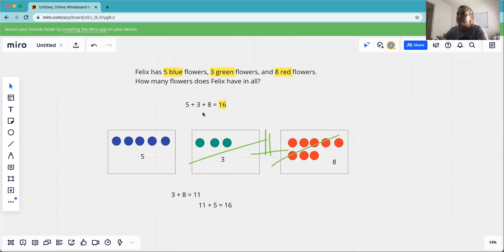Awesome job on using 3 addends to help you with figuring out this problem and figuring out the sum.